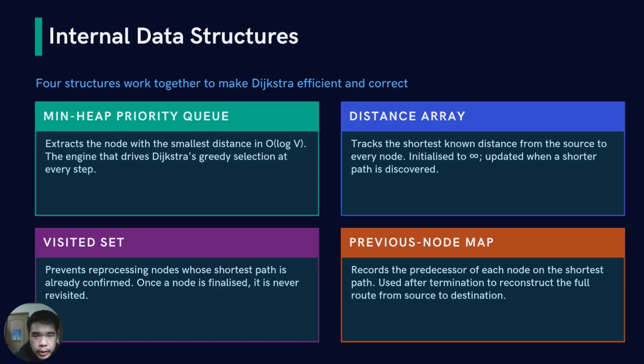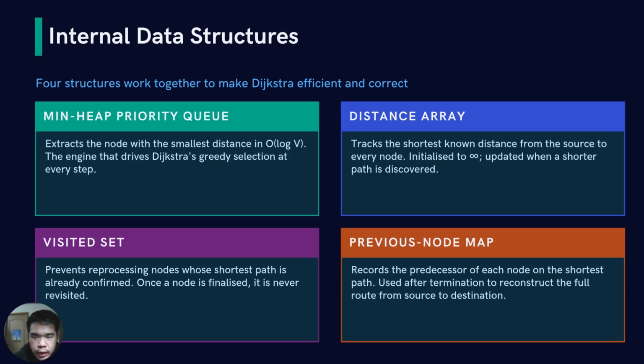I'm Chu Chin and I will be discussing the 4 data structures that come together for the Dijkstra algorithm to work. Firstly, it is the min-heap priority queue, which always selects the station with the smallest current distance. It is important because Dijkstra is a greedy algorithm. At every step, it expands the closest station first.